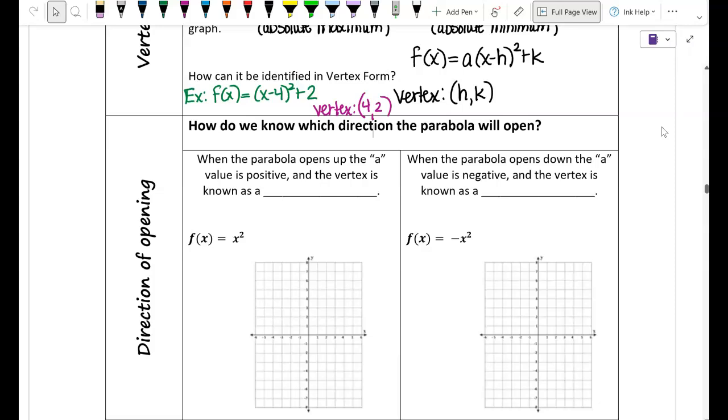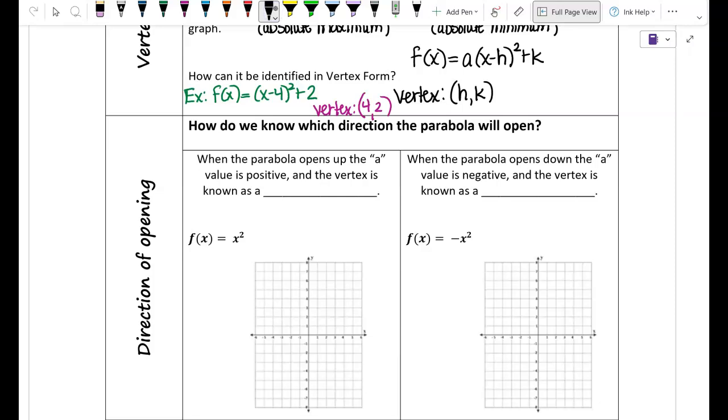But a's main job, that a out in front of the parentheses, tells us which direction it opens. If a is a positive value, we know our function opens upward. If a is a negative value, we know our function opens downward. So that is the main job of a. There are some others, and we're not going to talk about all of a's jobs today, but its main job is telling me which direction it opens.